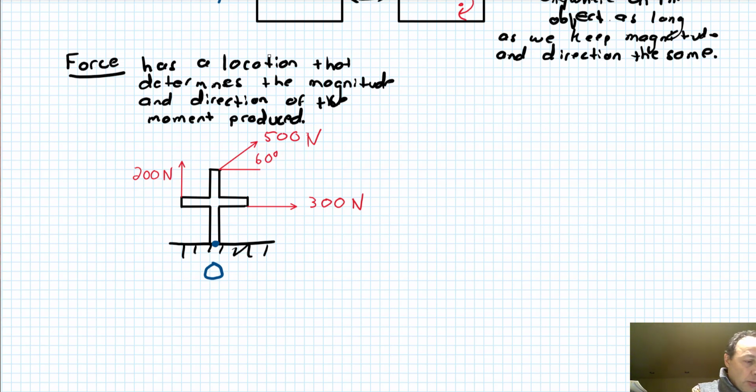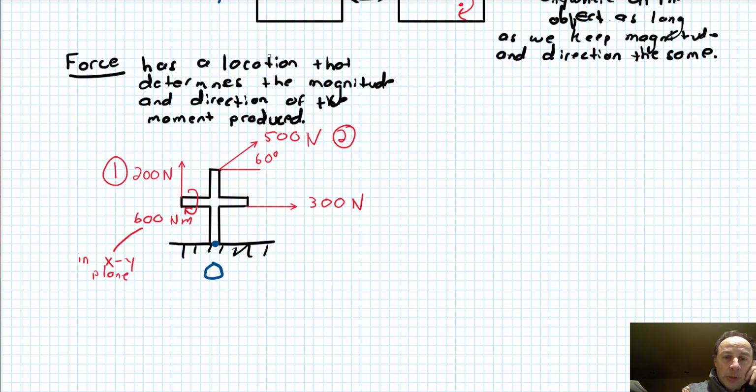And we have a moment about here of 600 newton meters. And this, just to be clear, is in the XY plane. So let's call this one, call this two, and call this three, the forces.